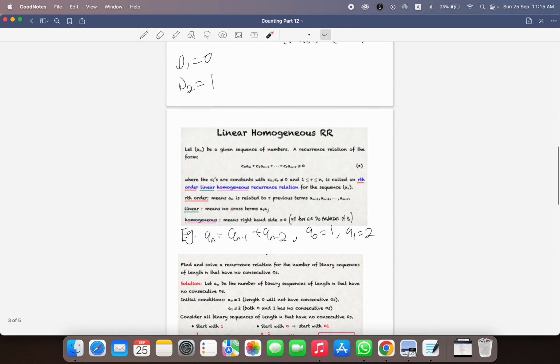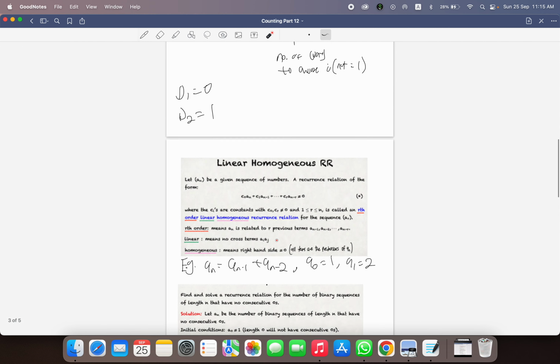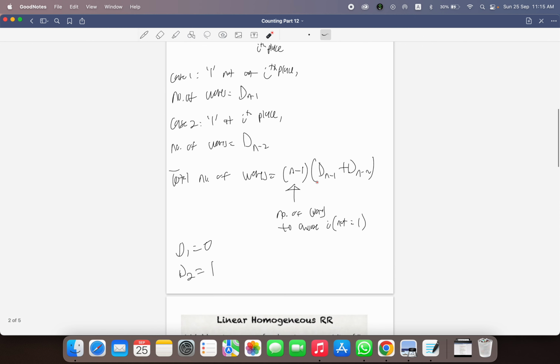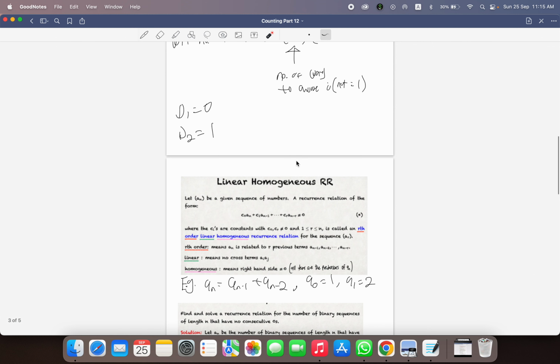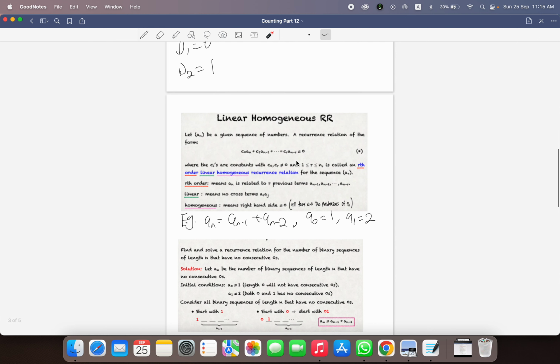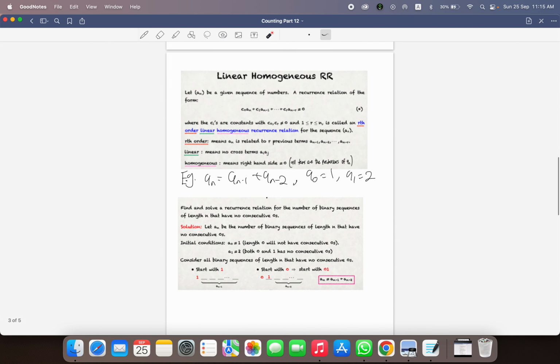Homogeneous means that the terms are all predecessor terms. So in this case, it is somewhat homogeneous, but because the coefficient is not constant, it doesn't even make sense to talk about a linear homogeneous recurrence relation in that case. An example of a linear homogeneous recurrence relation is of this form: an equals an minus 1 plus an minus 2, where a0 is 1 and a1 is 2.